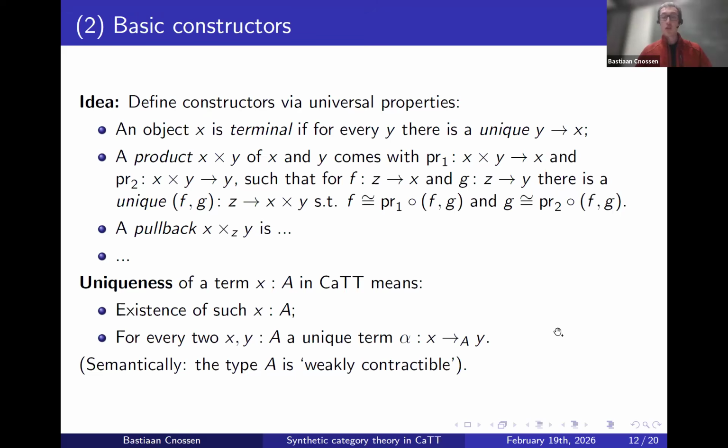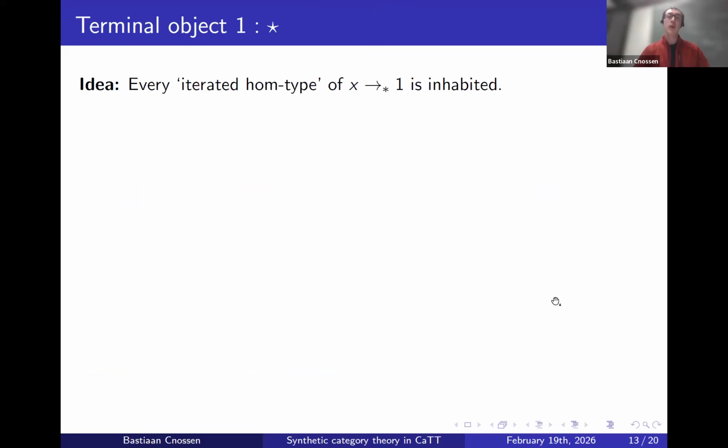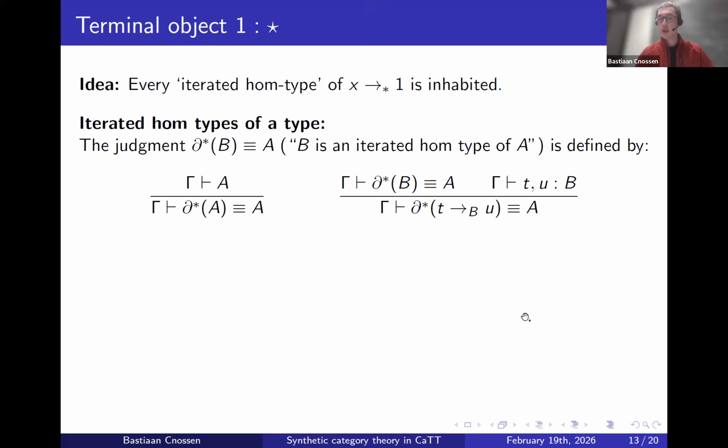Okay, so let's now look at this first rule for terminal objects. And we need to make precise that all these iterated Hom types need to be inhabited. That's basically what our notion of uniqueness amounts to. So let's first make precise what this notion of iterated Hom type means. This is what we wrote down, and let's introduce a judgment for this.